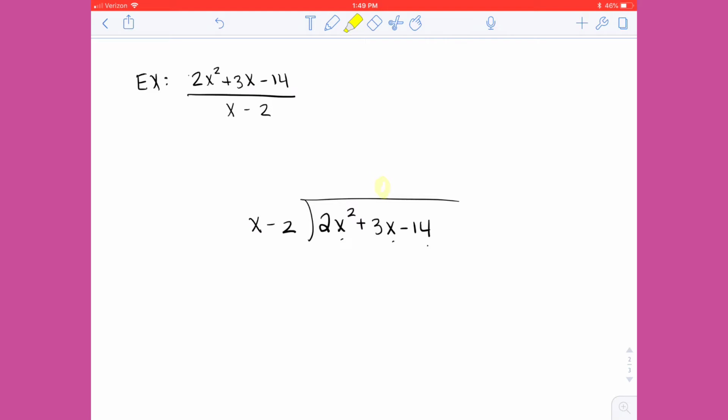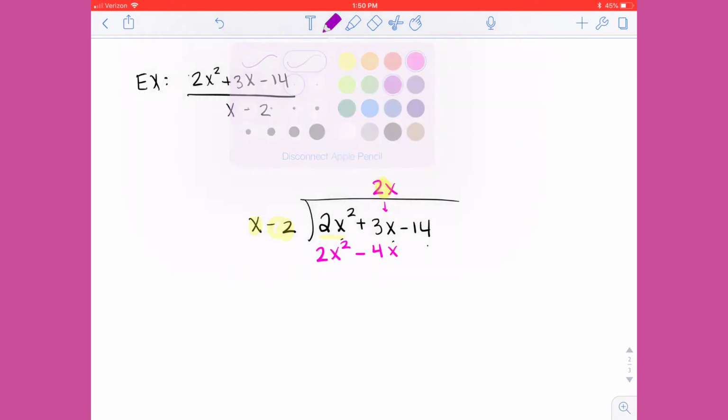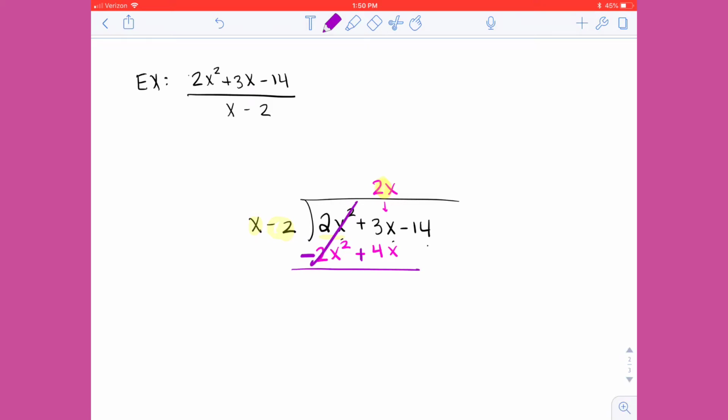So what number times x will give me 2x squared? Well, 2x. And again, notice I'm lining that up in the x column. 2x times x is 2x squared, and then 2x times negative 2 is negative 4x. But I have to subtract everything, so this becomes a minus, and because there's already a minus, now it becomes a plus. First terms go away, 3 plus 4 is 7x, bring down what's left over.